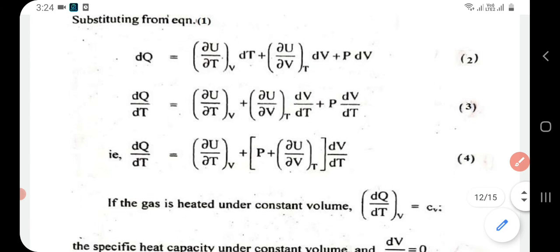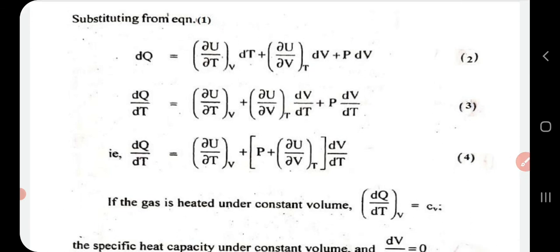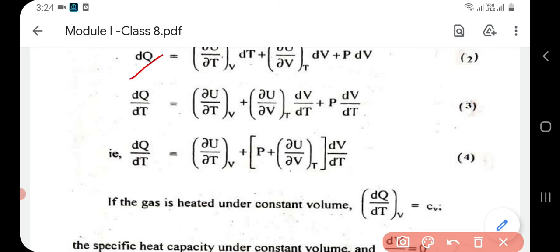Now dividing throughout, that is dividing LHS and RHS with dT. So this will be dq by dT. Here we are dividing with dT, so it will become 1. Then again dV by dT, PdV by dT. Now here this term is kept as such, this is also kept as such. Here dV by dT is common, so it is taken out. Everything else is kept inside the bracket.